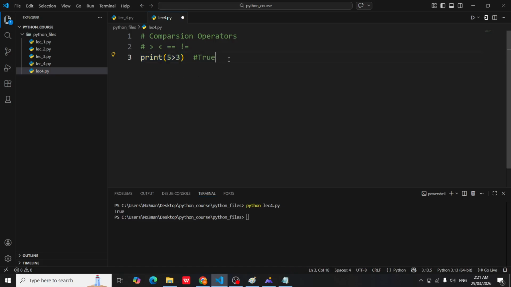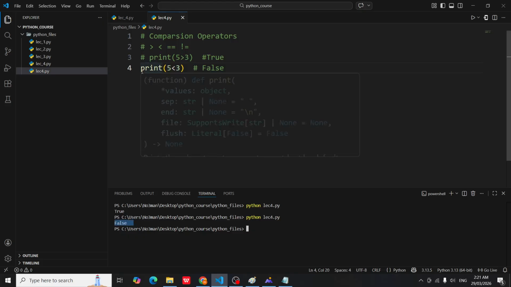What if we try less than? Let's comment this. That should give us false. Let's print. It gives us false. Let's comment that. Now not equal. Print.